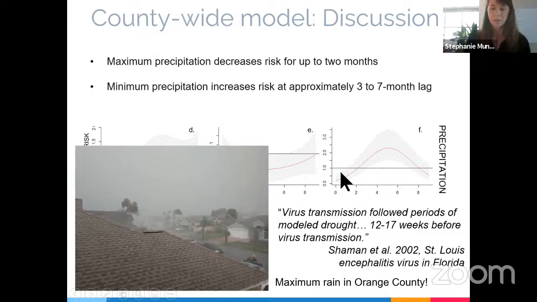We also saw that a period of very low precipitation was followed by increased risk about 5 months later. And this is actually similar to what's been shown with St. Louis encephalitis virus in Florida, where a period of drought seems to trigger a later period of virus transmission.